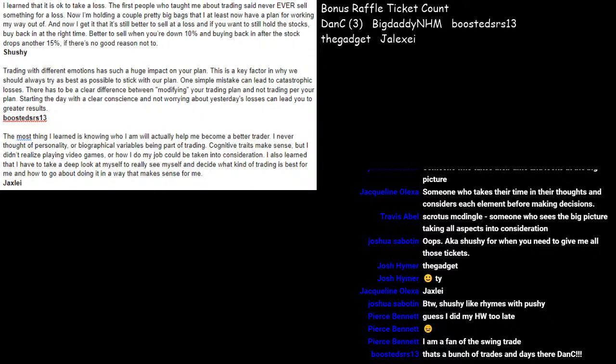So Shushi says, I learned that it is okay to take a loss. The first people who taught me about trading said to never ever sell something for a loss. Now I'm holding a couple pretty big bags that I at least now have a plan for working my way out of. And now I get it that it's still better to sell at a loss, and if you still want to hold the stock, buy back in at the right time.